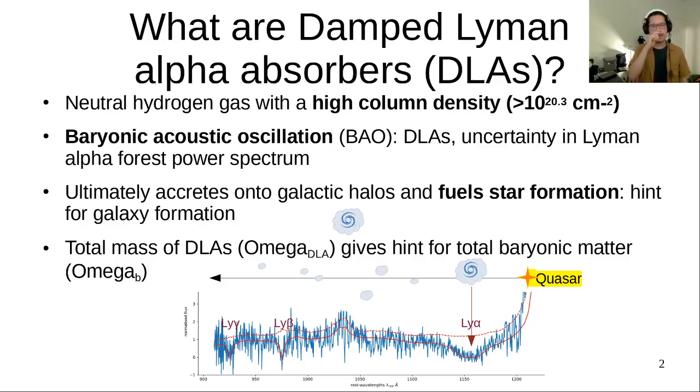Another point: because DLAs are gases around galaxies, they will eventually fall into galactic halos and fuel star formation. The abundance of DLAs as a function of redshift will give hints about galaxy formation. The final point is that since hydrogen is the major component of baryonic matter, DLAs also give hints about the total baryonic matter in the universe.